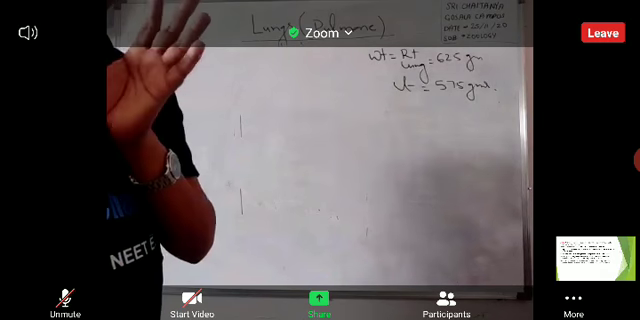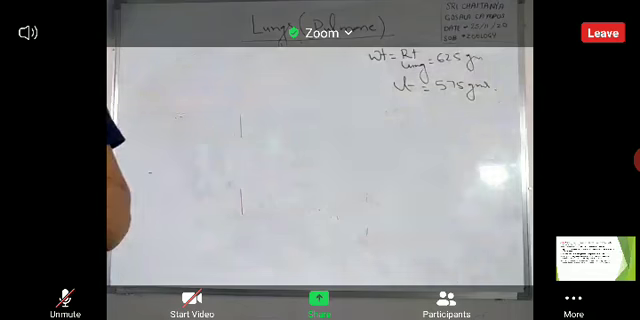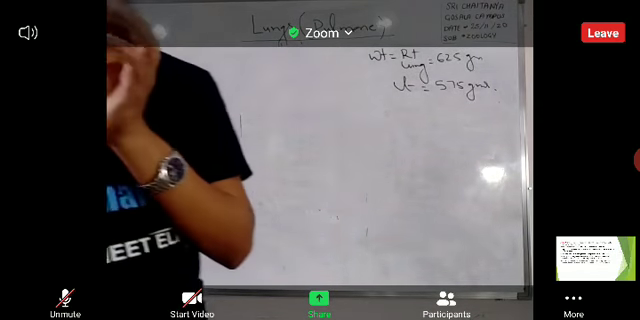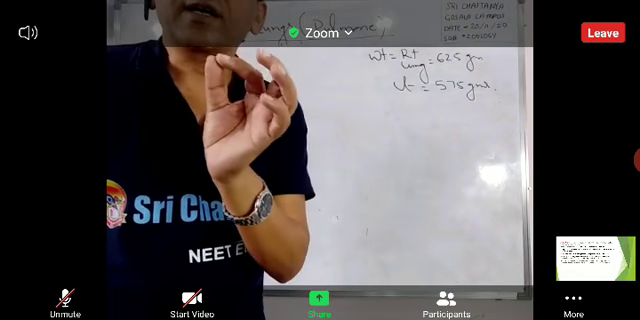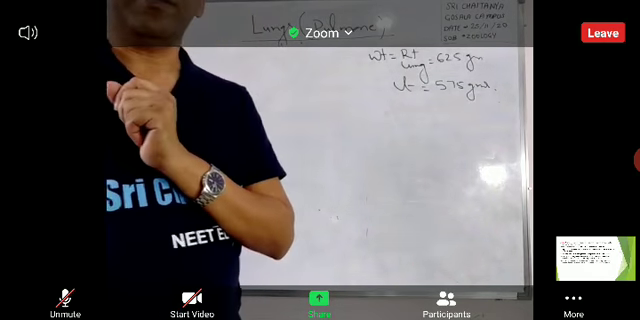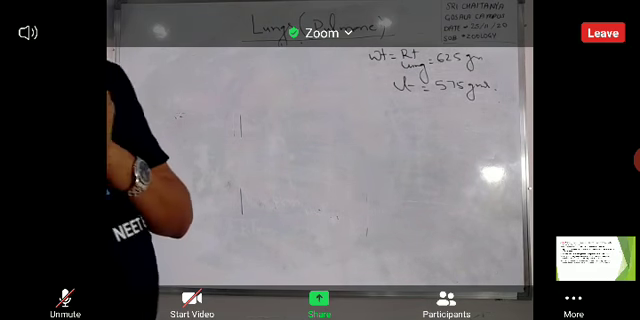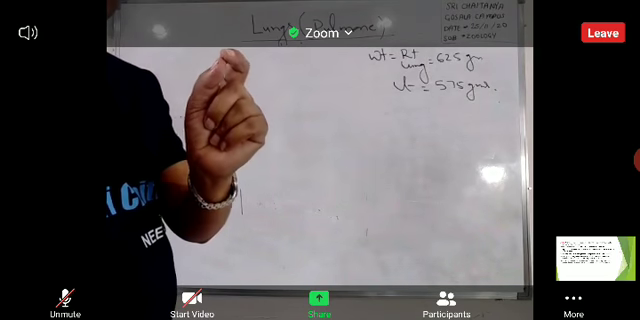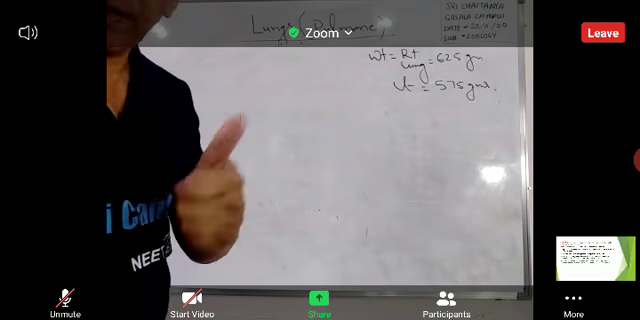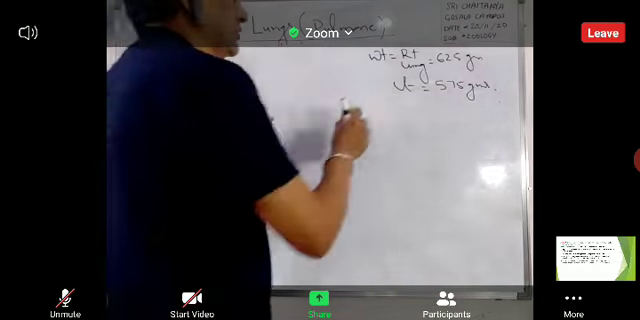Why is the weight of the left lung less? Because in the left lung, a cardiac notch is present. That's why the weight of the left lung is less. So this is the point that you have to remember.